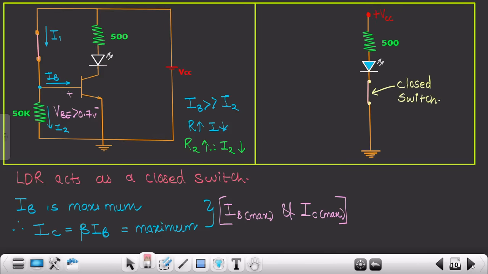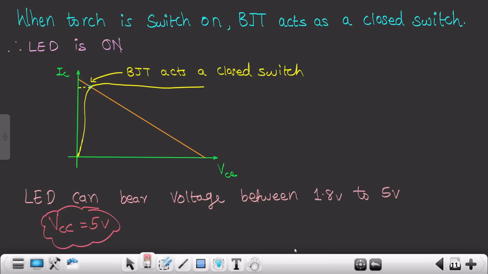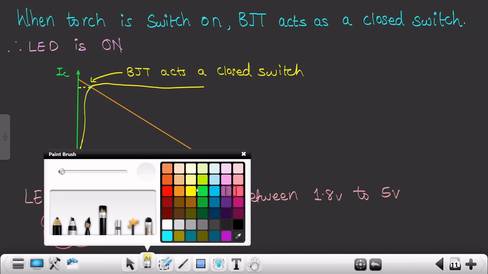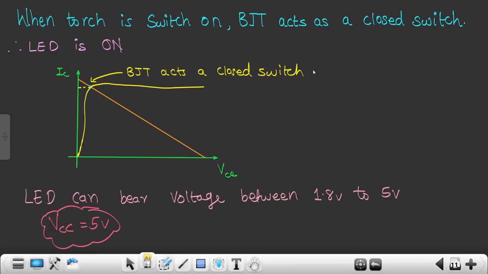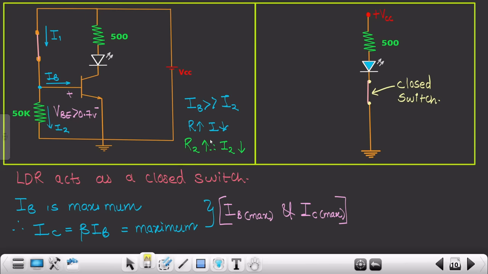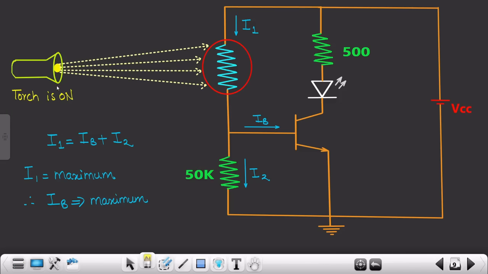Acts as a closed switch, and it operates in saturation mode over here.